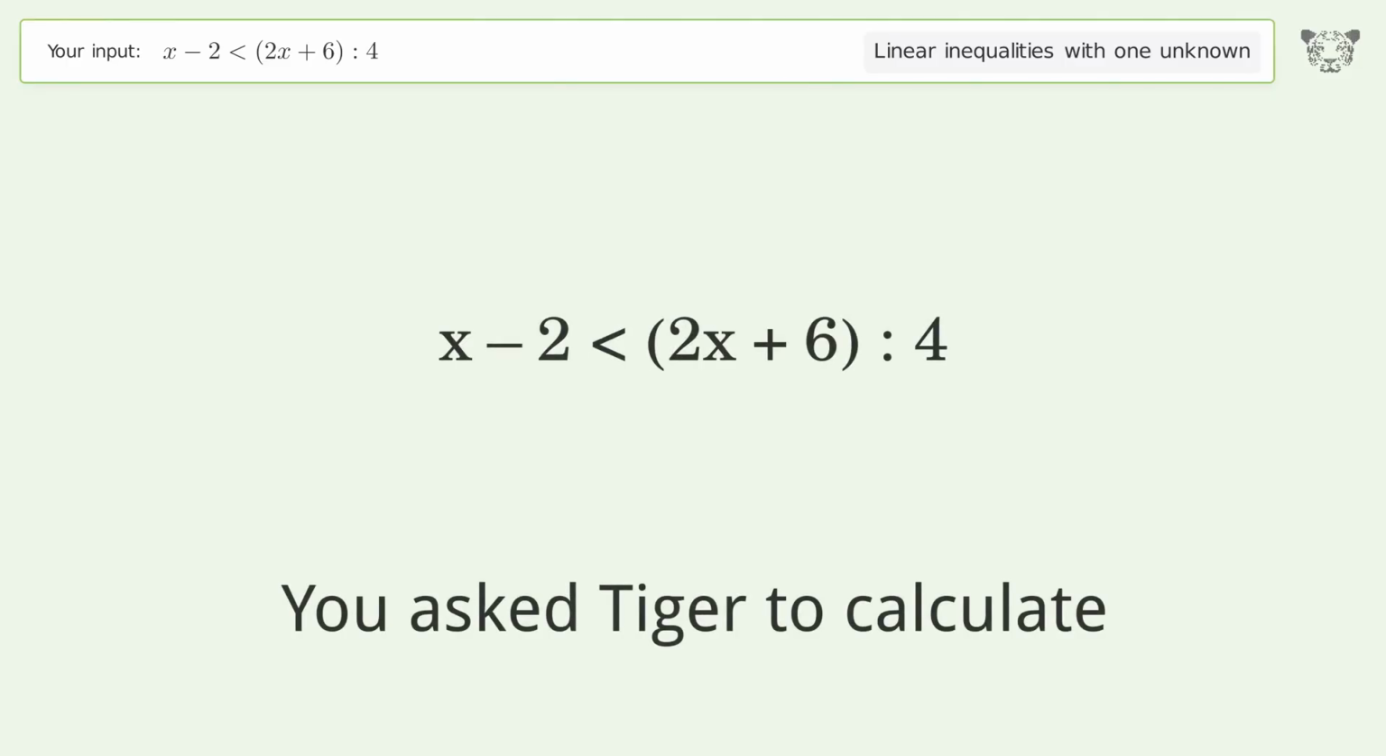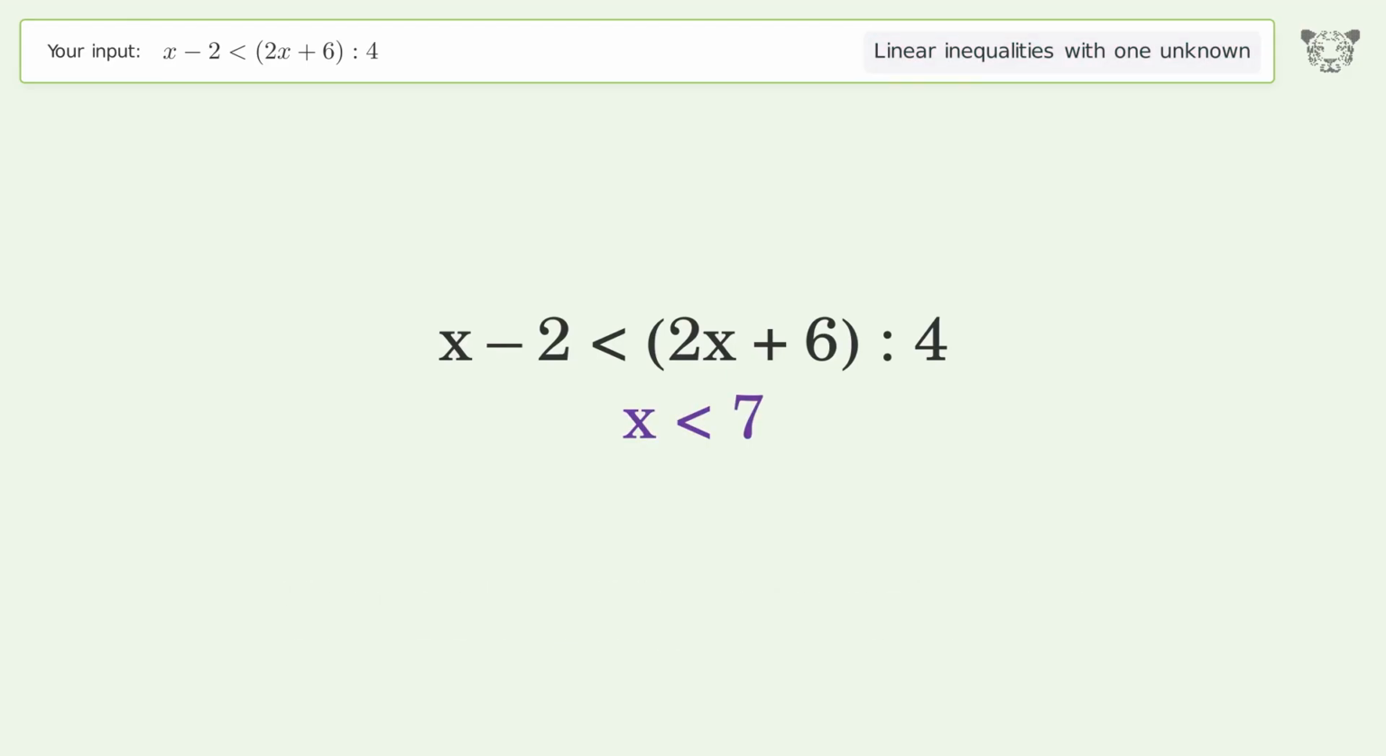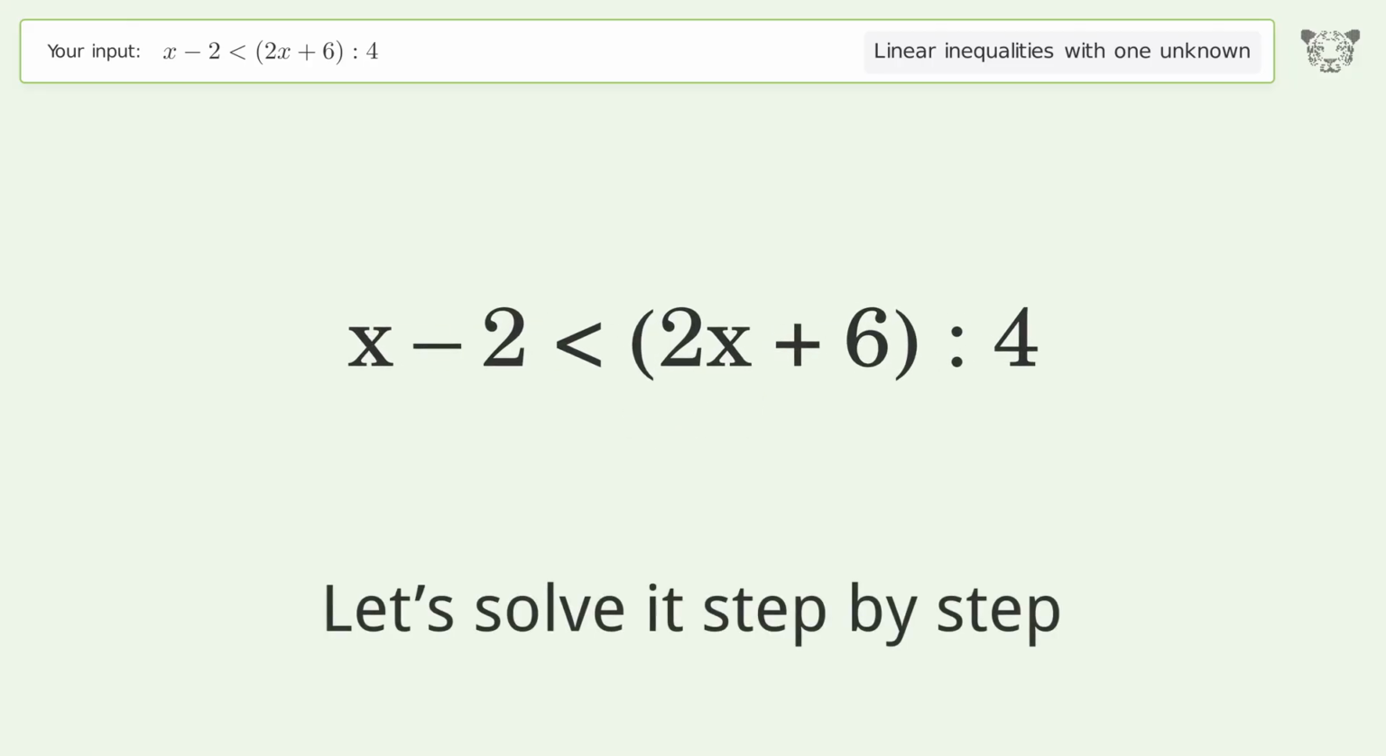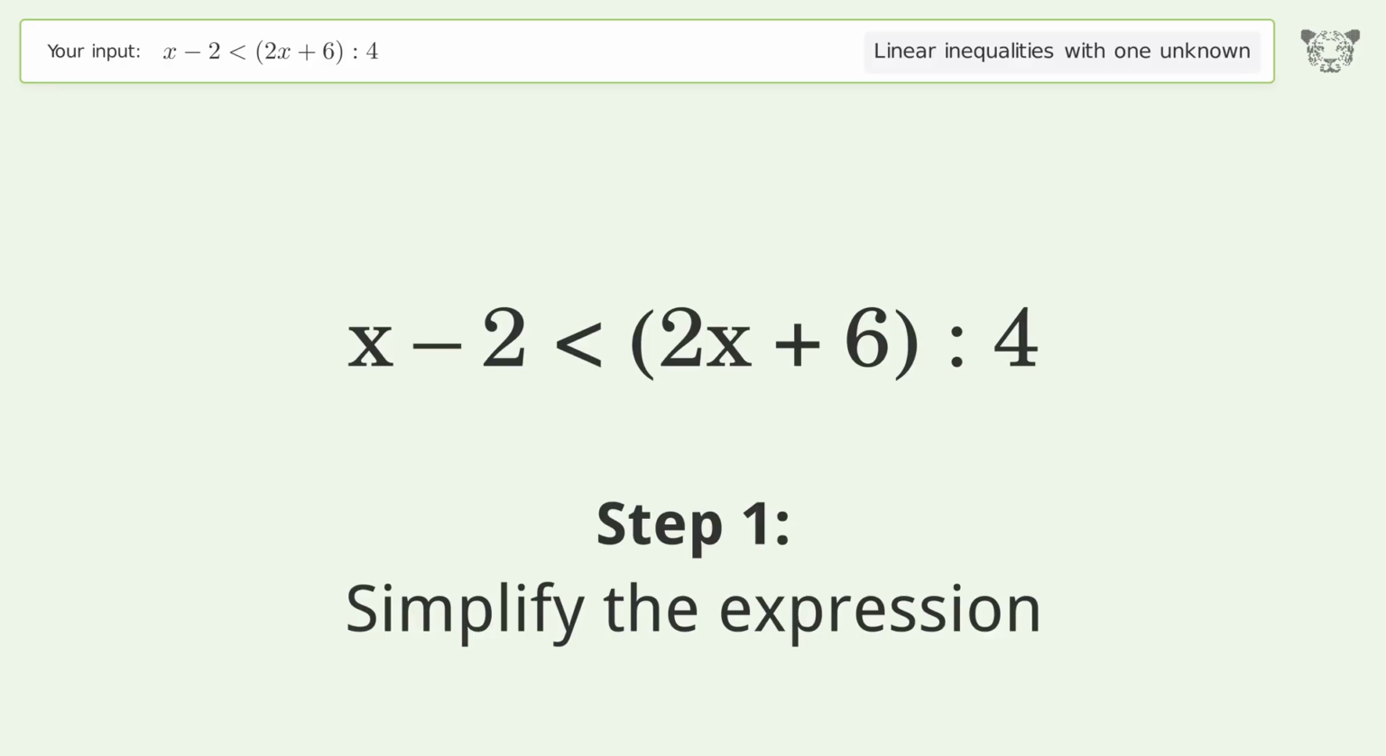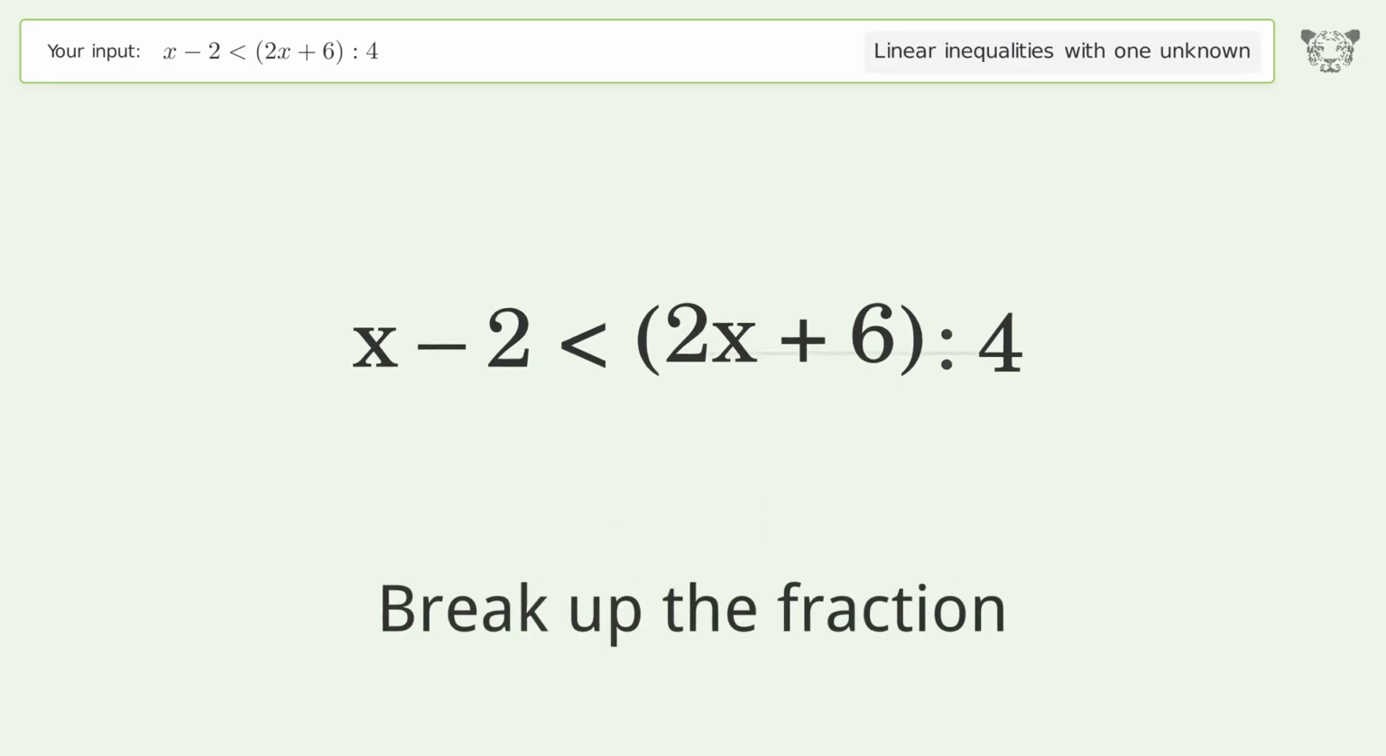You ask Tiger to calculate. This deals with linear inequalities with one unknown. The final result is x smaller than 7. Let's solve it step by step. Simplify the expression. Break up the fraction.